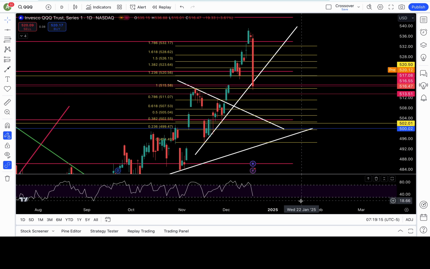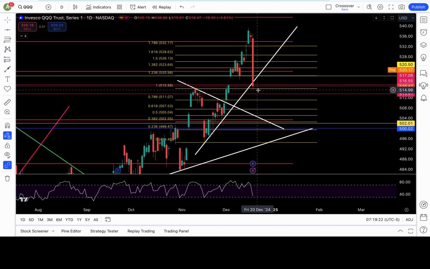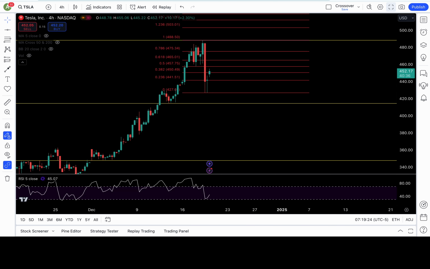And guess what? Unlike SPY, the RSI is not even oversold for Triple Q. So don't be surprised, okay? Don't be too surprised if there's more downside.